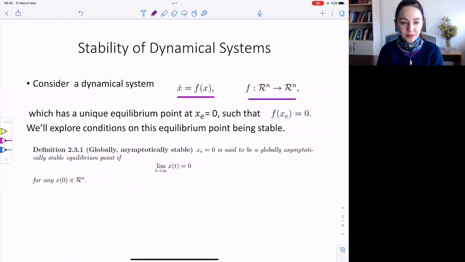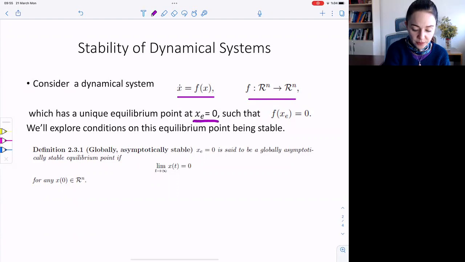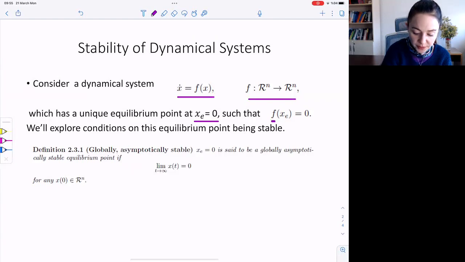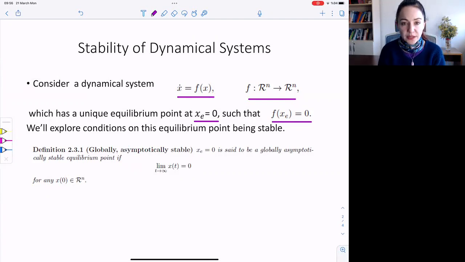We will focus on the case that there's a unique equilibrium point at some state x sub e. And without loss of generality, we will assume that this x sub e is zero, the origin. Now, what is an equilibrium point? An equilibrium point is defined as a point which satisfies f of x_e equals zero.